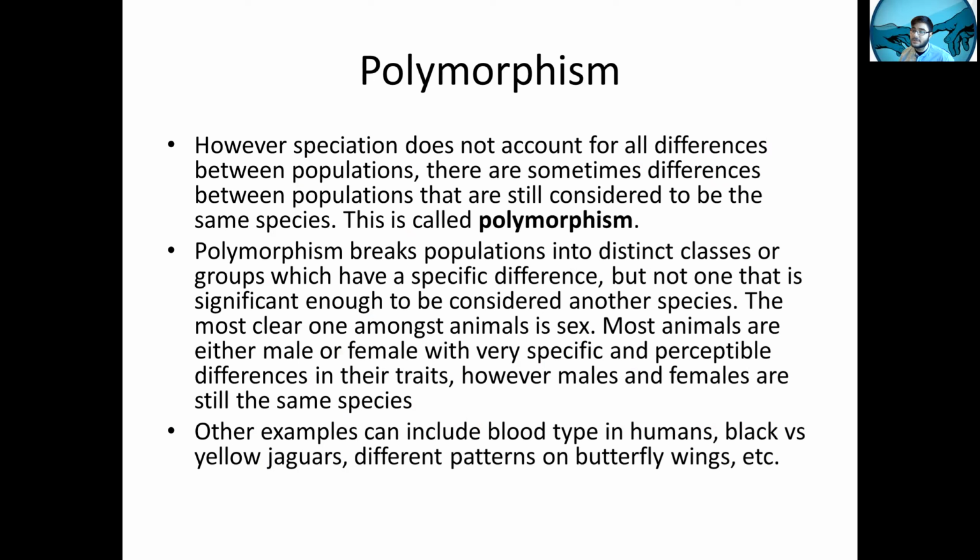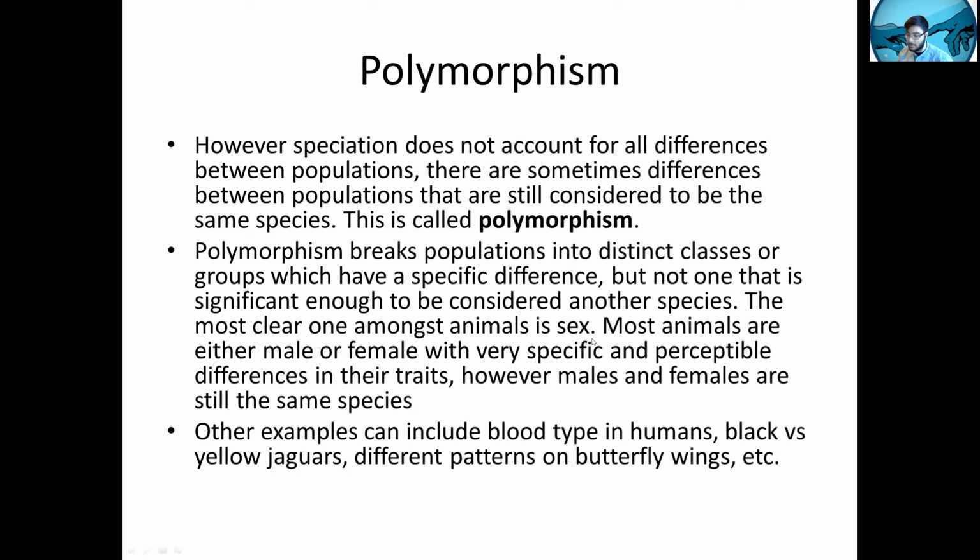Polymorphism is important because it breaks populations into distinct classes or groups, which have a specific difference. But this difference is obviously not enough to be considered another species, but it's still a difference nonetheless. The important thing about polymorphism is that when we call something polymorphism, it usually refers to distinct classes rather than a scale.